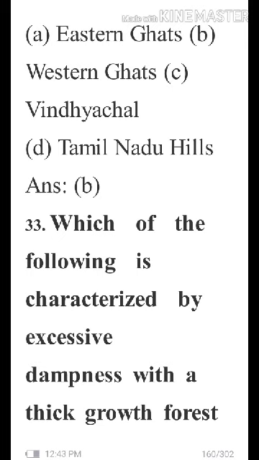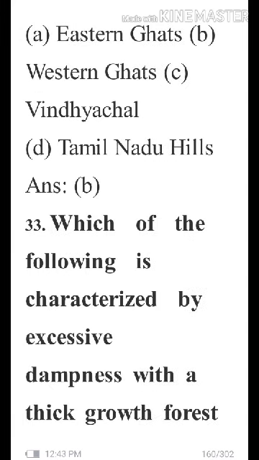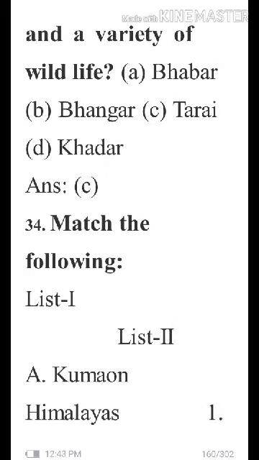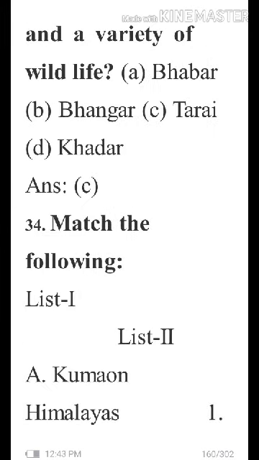Which of the following is characterized by excessive dampness with a thick growth of forest and a variety of wildlife? Tarai. It is more in the Tarai. And Khadar is the youngest one, Bhangar is the oldest one.